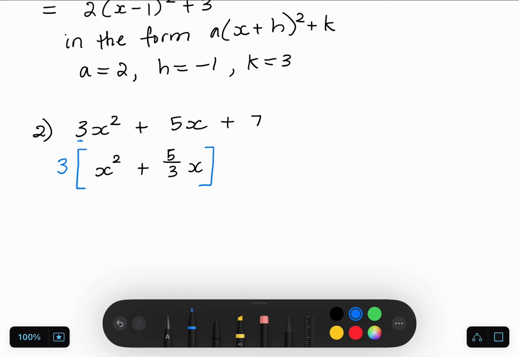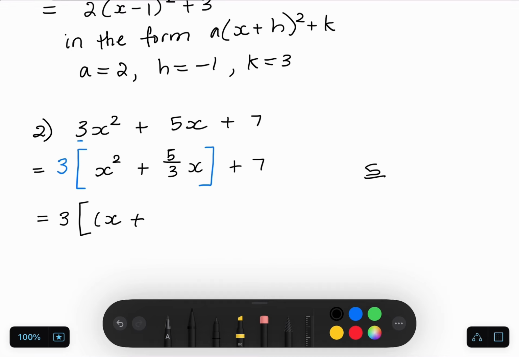Close your square brackets, bring down the 7. All right, now within these brackets, the coefficient of x squared is 1. So I could go ahead and complete the square within the square brackets, right? So I keep 3 on the outside, keep my square brackets. I take x, I take half of 5 over 3.